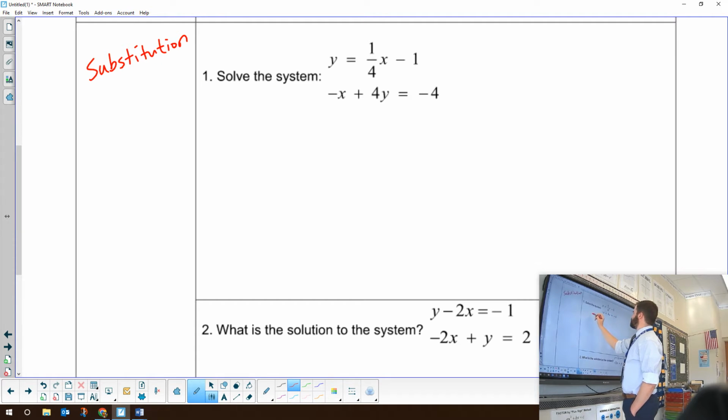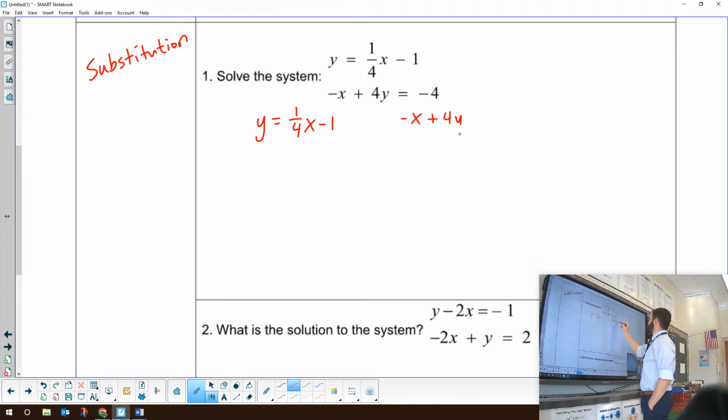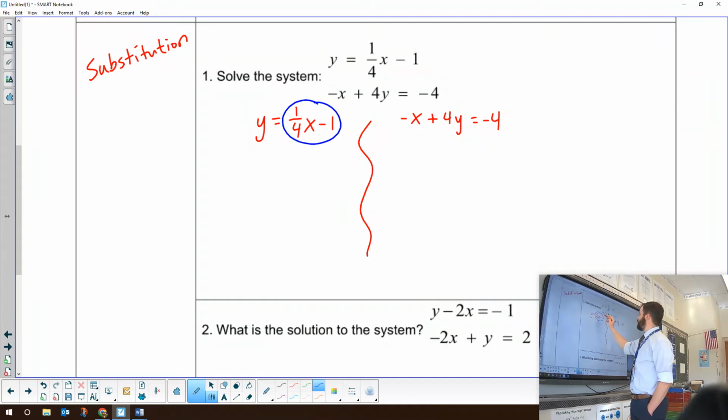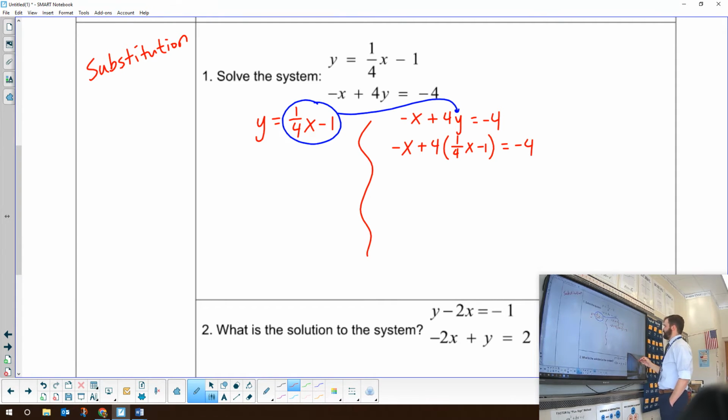So to solve this with substitution, we're going to have y equals 1/4 x minus 1, and on the other side negative x plus 4y equals negative 4. I'm going to draw my little squiggle down there, keep us separated. Now, just like with substitution, I'm going to take this 1/4 x minus 1 and plug it in for y over on the other side. We're going to end up with negative x plus 4 times (1/4 x minus 1) equals negative 4. So I've just replaced that y with what was over here. I put parentheses around it to protect it.